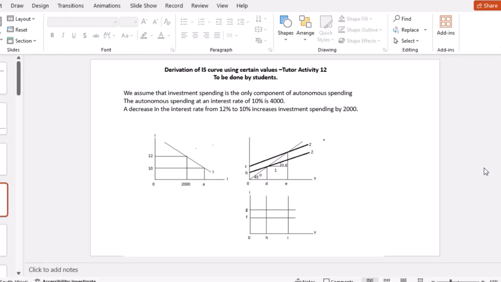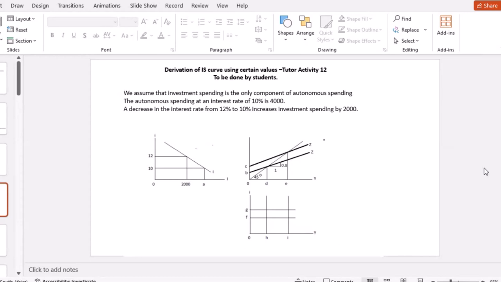It's 1 over 1 minus C. Good. So all you have to do is substitute. So go ahead now. It's 1 divided by 1 minus 0.8, which is 1 divided by 0.2. Correct. And that gives you 5. Good. So we know that the multiplier is 5. Everybody's okay with that.